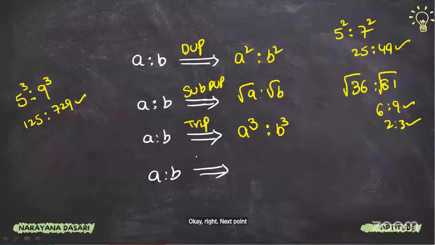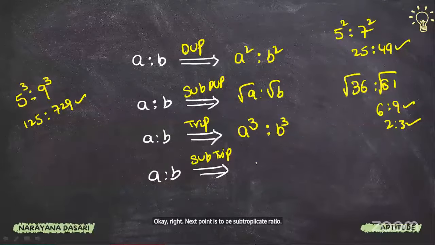పాయింట్ A is to B sub triplicate ratio. Sub triplicate ratio is cube root of A is to cube root of B. For example, 343 is to 512. What is the sub-triplicate ratio?